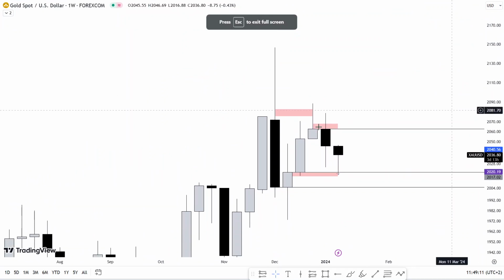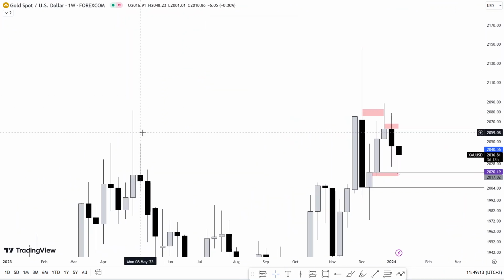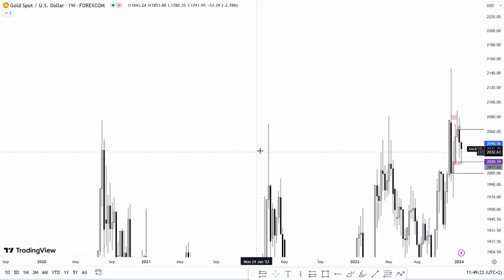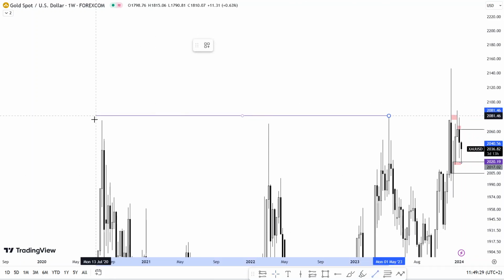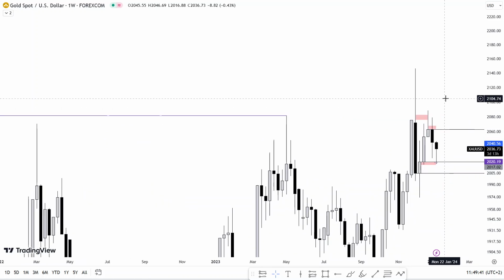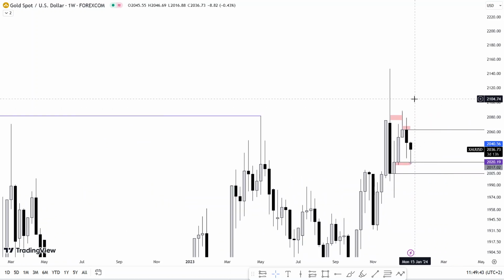Let's first start with the reason why I decided to mark up these areas right here. As you can see on gold, we had these three, let's just say equal highs, even though they're not equal, because they're relatively around the same area. Price traded above it and then closed below this high. This is what you first have to see when you're trading using SNR.